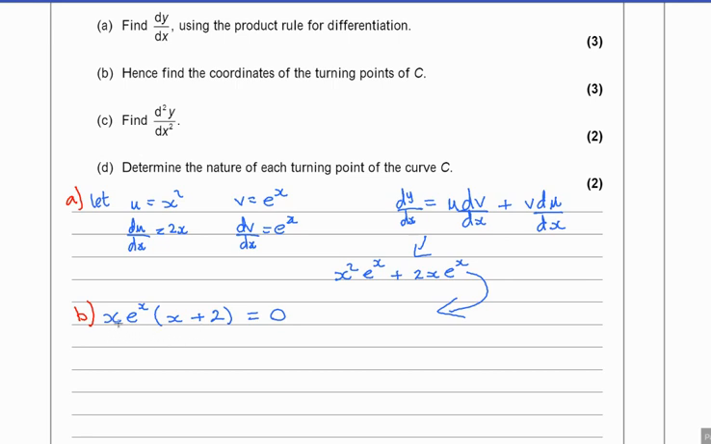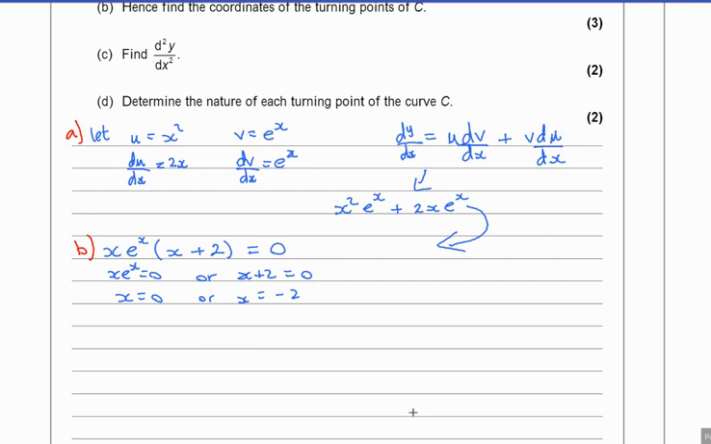So either this part of the product, x times e to the x equals 0, or x plus 2 equals 0. We've got the product of two things that give you 0. So that means that x is going to be equal to 0. Well, we know e to the x is never 0, but this x over here can be 0, which makes this 0. Or x is equal to minus 2.